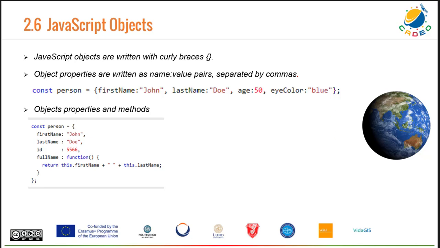Objects can also have methods. Methods are actions that can be performed on objects. Methods are stored in properties as function definitions.